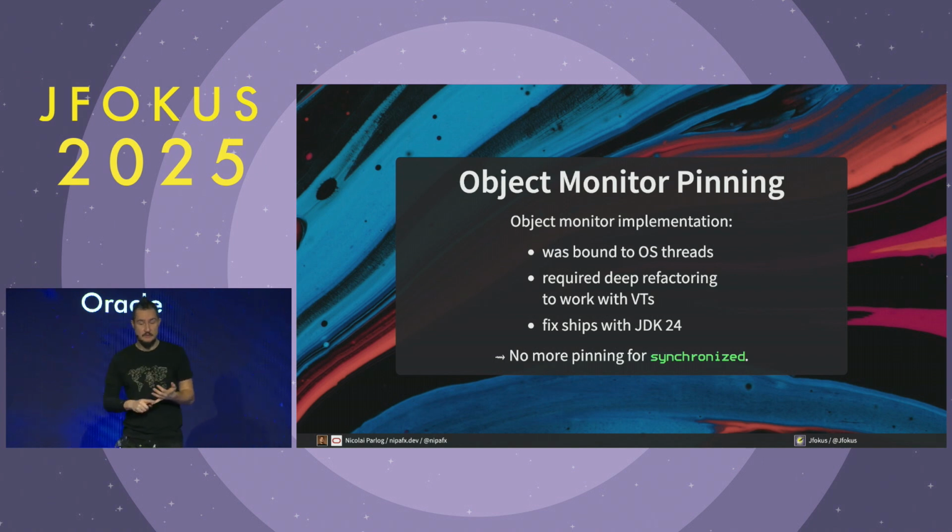So within JDK 24, all interaction with the object monitor does the proper thing. So one big chunk of the reason why virtual threads might not have worked out for you the way that you hoped they would is now removed.